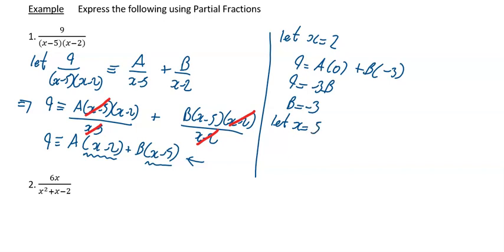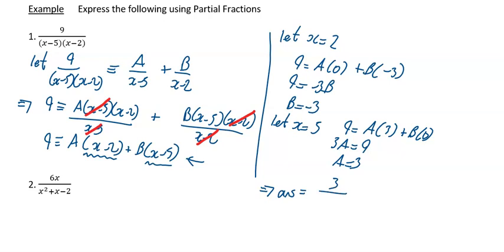So we're going to let x equal 5, and you have 9 is equal to a times 5 minus 2, which is 3, plus b times 0. So therefore 3a equals 9, therefore your a is equal to 3. So you've got your a equal to 3, you've got your b equal to minus 3. So therefore, our answer is equal to 3 over x minus 5, the a was over x minus 5, and then the b was minus, so minus 3 over x minus 2. And that's it done.